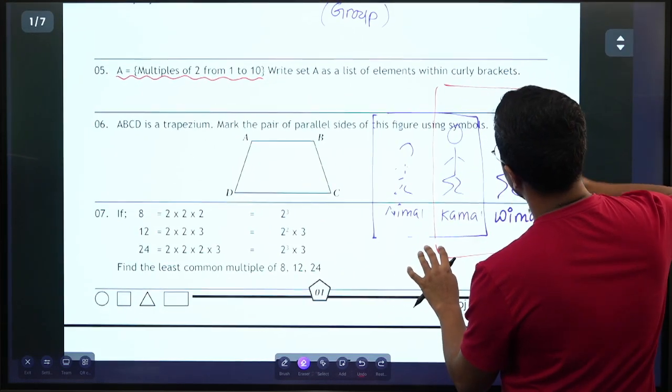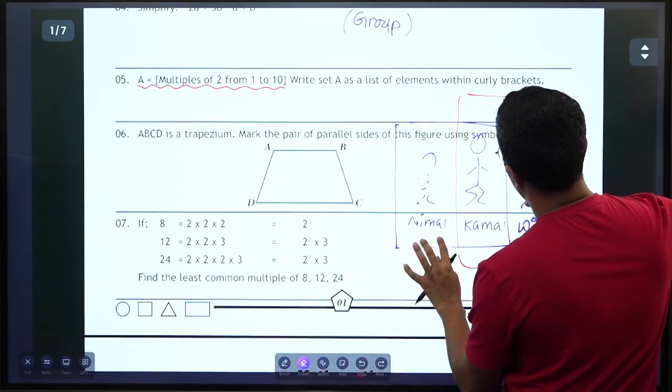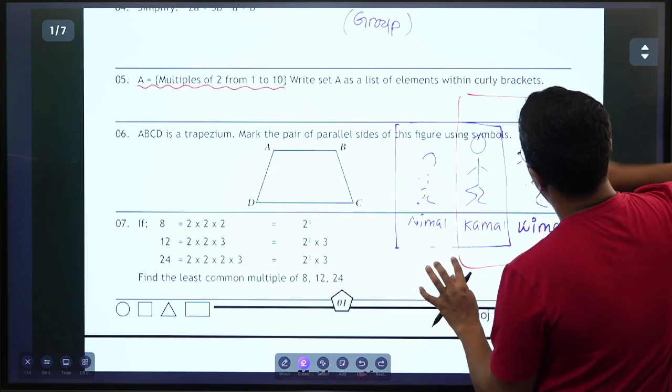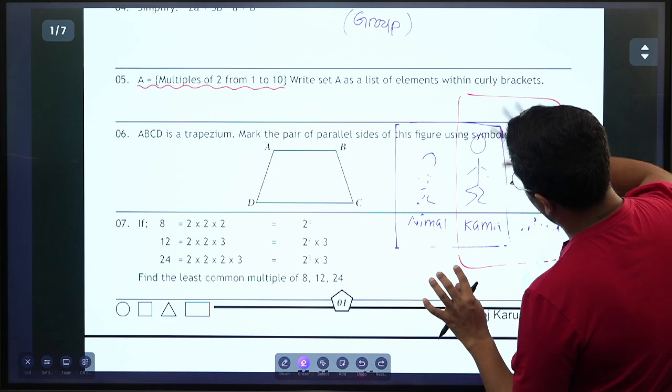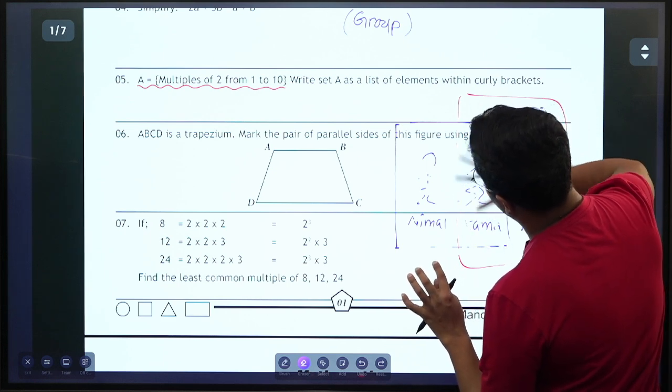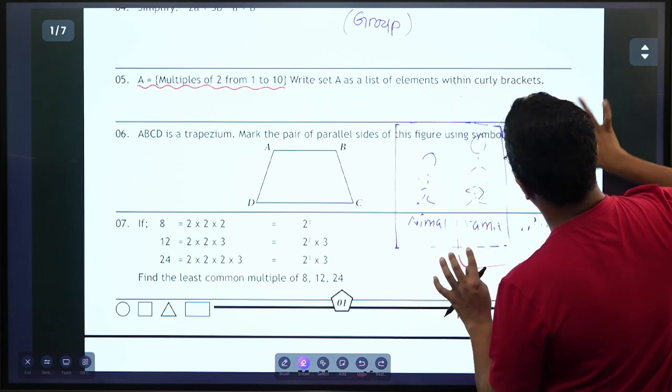Right? Okay. A set is a group which you can clearly identify.